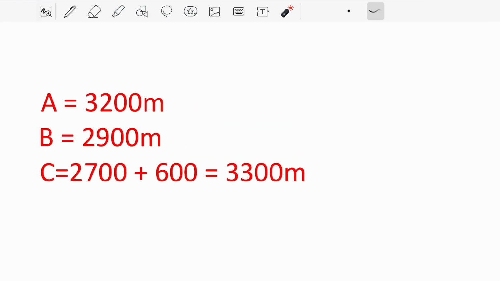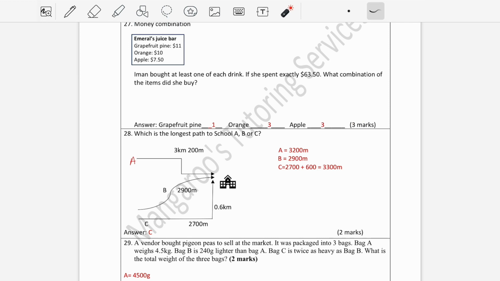So which of these three is the highest? 3,200, 2,900, or 3,300? So this is obviously your answer. So C is your answer.